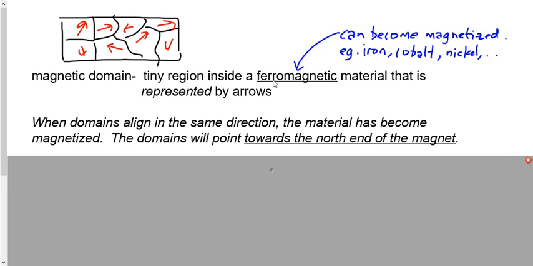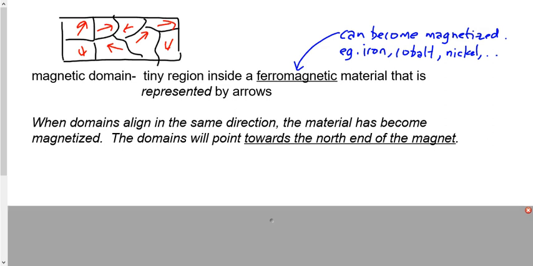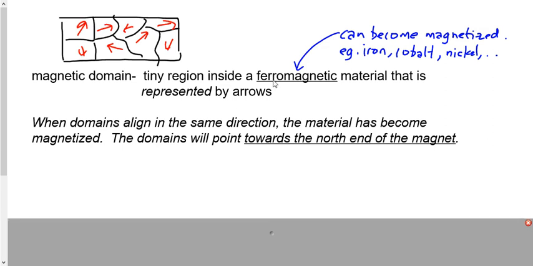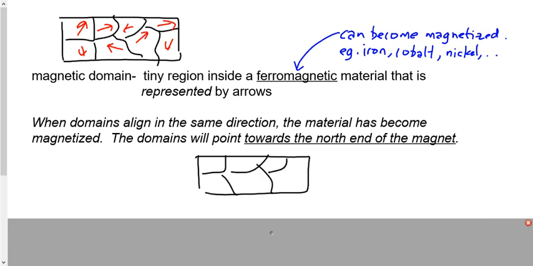Now, when we do that, and I'll tell you in a few minutes how you can go about doing that, these domains no longer look like they do in the top diagram. They start looking more like this, pointing in the same direction, or at least pretty close to the same direction.